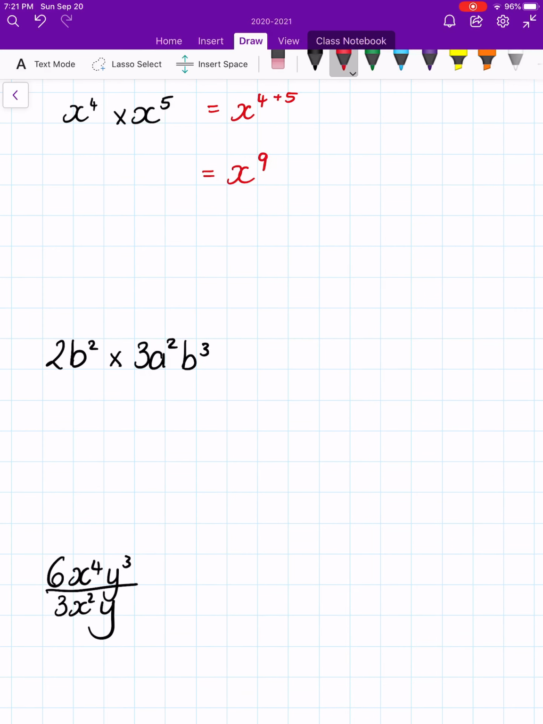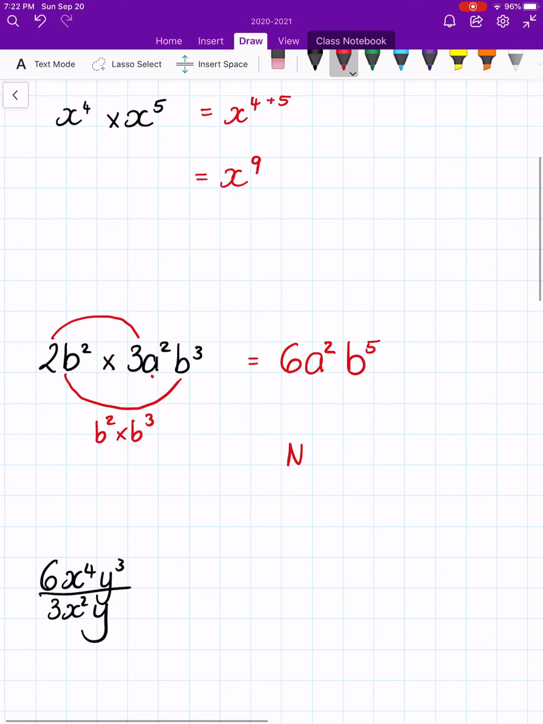Now, if we have more complicated algebraic expressions, such as what we've got here, then work with the numbers first. So we've got 2 times 3, which gives us 6. We've only got one term with an a in, so that stays as it is. And then we've got b squared times b cubed. We add the indices together, so 2 plus 3 is 5, b to the power 5. So a good way to think of it is numbers first, deal with any numbers, then letters, simplify those, and then if there were any signs, if one of these terms was positive and the other was negative, we would think how that would affect our answer.